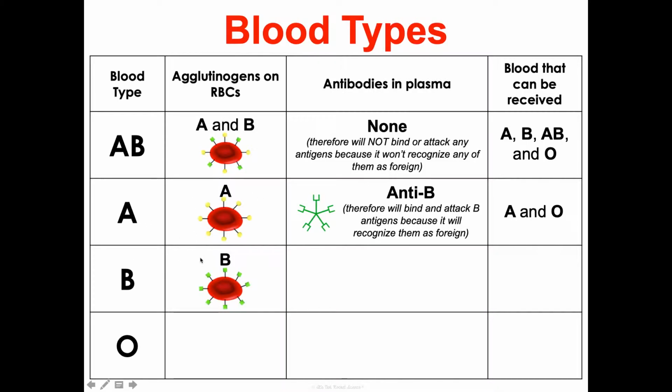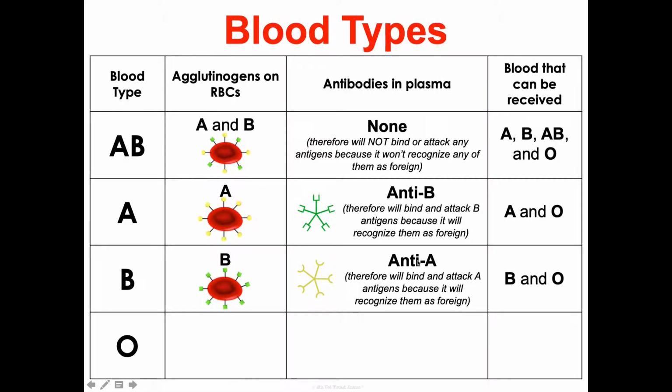Blood type B is the opposite. It only has the markers for B, thus it makes anti-A antibodies. Notice the curvature here, so it would attack those A marker cells. So blood type B, you can only receive B and O.